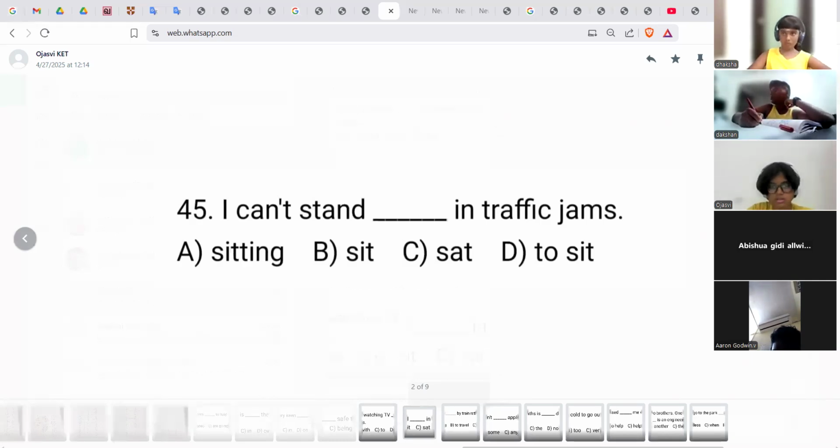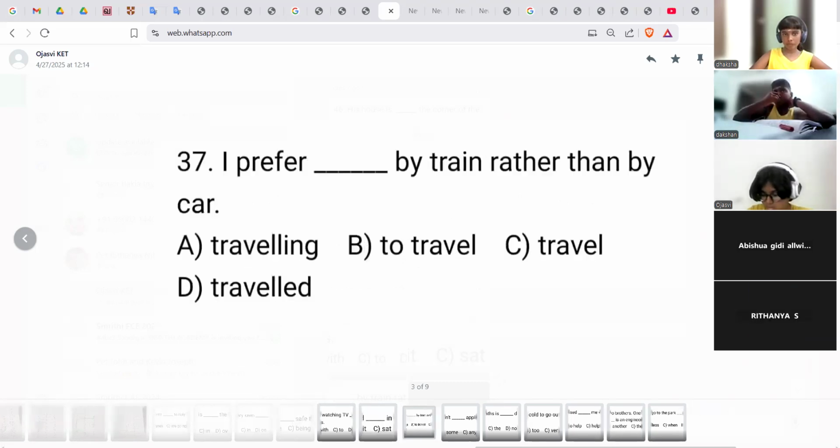Can't stand sitting in a traffic jam. Everyone note it down, because in the exams these things are very crucial. Now look at this. You have "prefer by train rather than by car".